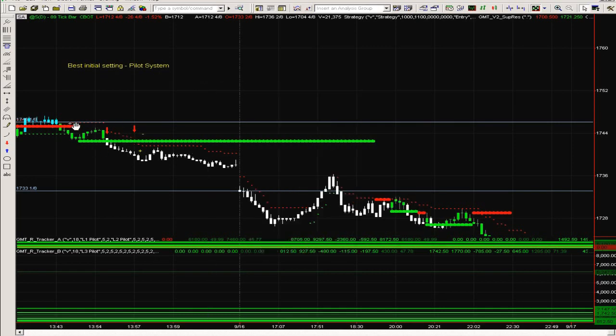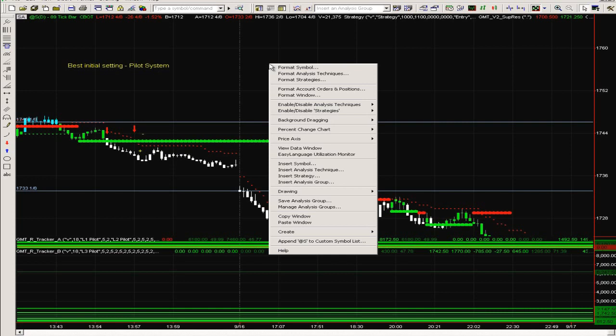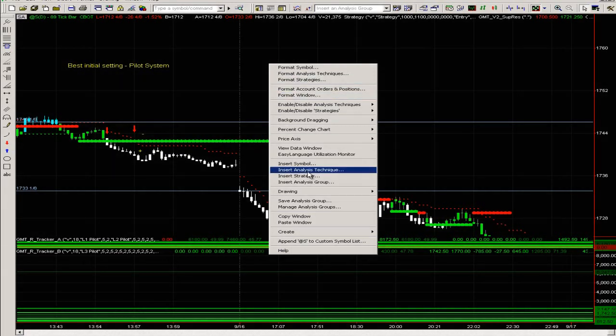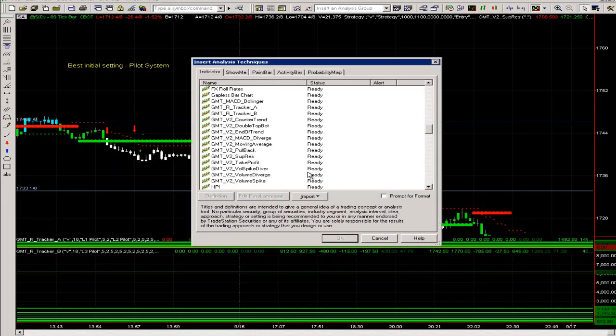We've got support resistance, we've got the trailing stop, and we've got our system performance tracker, our GMTR tracker A and B. So now we go in and we say, right, well, how does that help us? What do these two things do? Right, so we're going to go in and have a look at them.